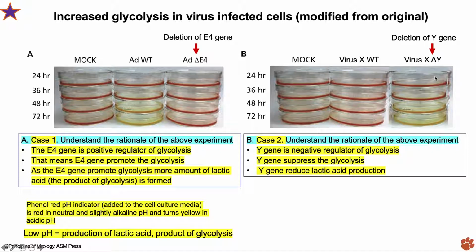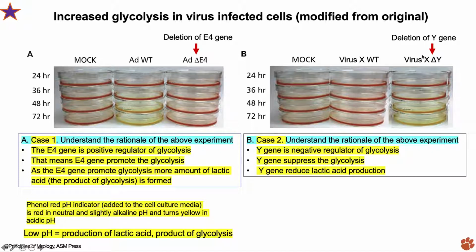So from here, can you explain the function of the Y gene? The rationale is very simple. It is exactly the opposite function of the E4 gene. That will be the exact function of the Y gene. So the Y gene is basically a negative regulator of glycolysis. That means when it was present, glycolysis was not happening. It suppresses glycolysis and reduces lactic acid production.